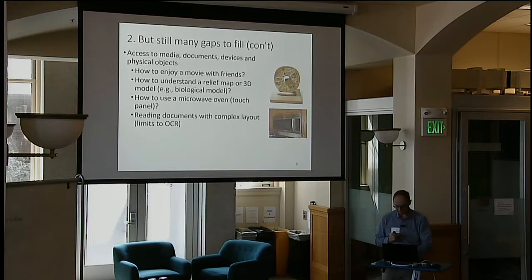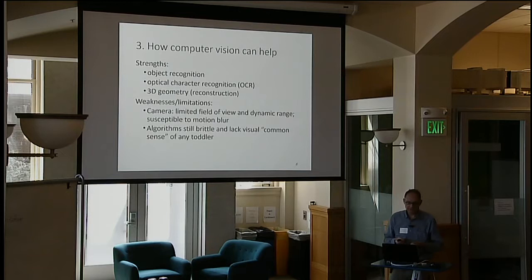So I'm a computer vision guy by background. How can computer vision help fill some of these gaps? And just to remind people here of some of the main strengths and weaknesses of computer vision. Over the years, especially with the advent of deep learning and other machine learning algorithms, object recognition has gotten very powerful. Very specifically, optical character recognition, OCR, is getting better and better. It used to be in the old days that you had to use a flatbed scanner and scan a physical document with very high quality and resolution to get good results. But now Google does OCR on street signs all the time.